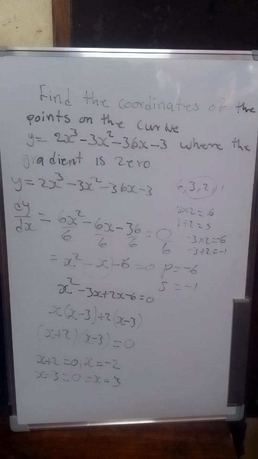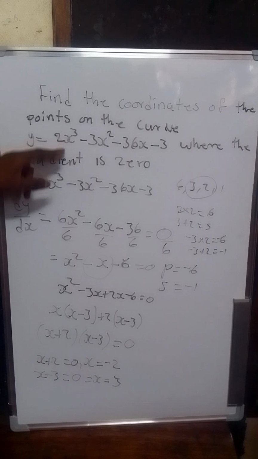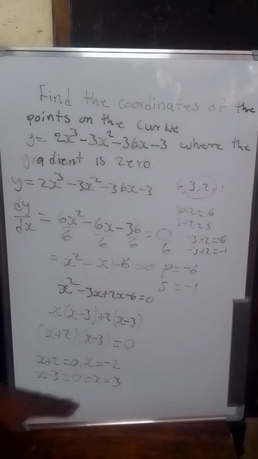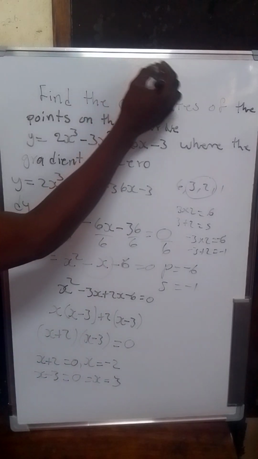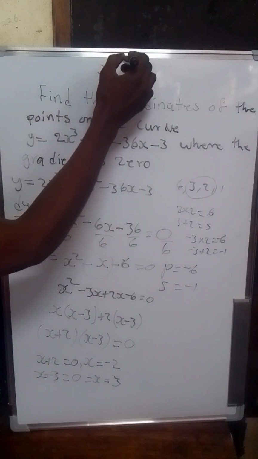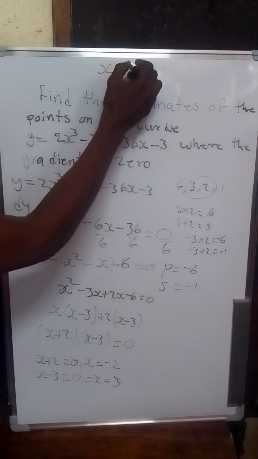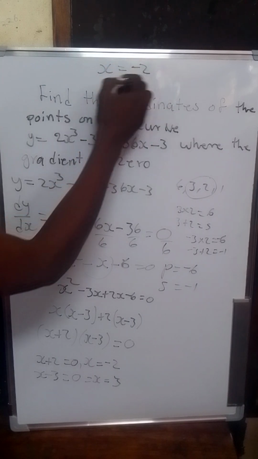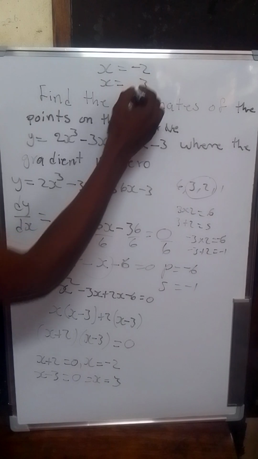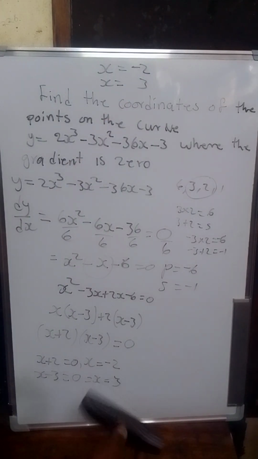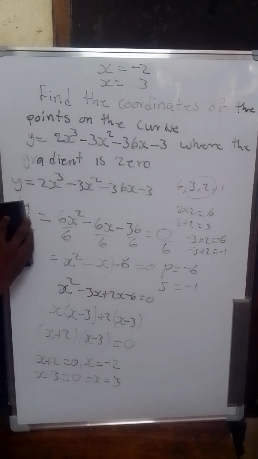Now what we have to do is find the values of y. To find the values of y, we need to use the original equation, and where there is x, we replace it with the values of x that we have found. So let us write our x coordinates: x is equal to -2 and x is equal to 3. Then we have our function there.